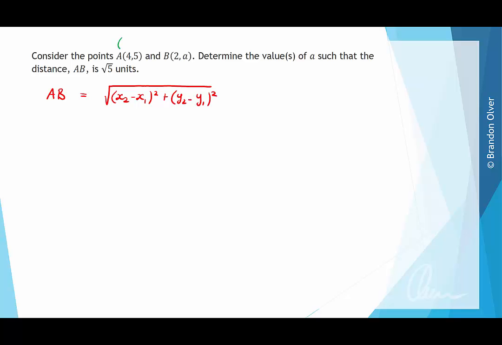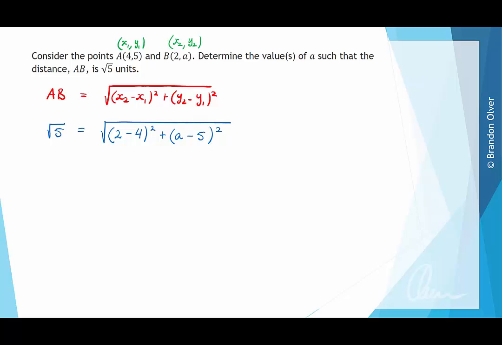So for this question, we can let this point be (x1, y1), and this point be (x2, y2). So we want to find the values of a such that the distance is the square root of 5 units. So we can write the square root of 5 is equal to the distance between the 2 points, which is the square root of, and now it's x2, which is 2, subtract x1, which is 4, all squared, plus y2, which is a, subtract y1, which is 5, all squared.